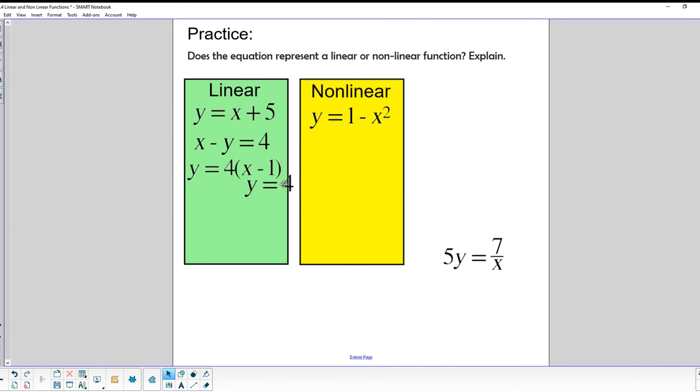This next one would be a straight line at y equals 4. And this particular problem, you're going to end up with a variable in the denominator, like you see right here. So that makes that nonlinear.